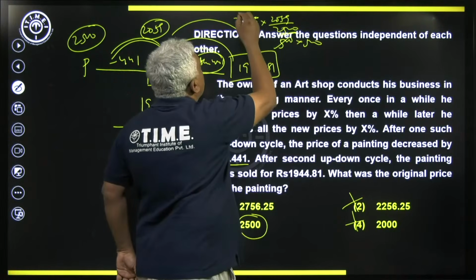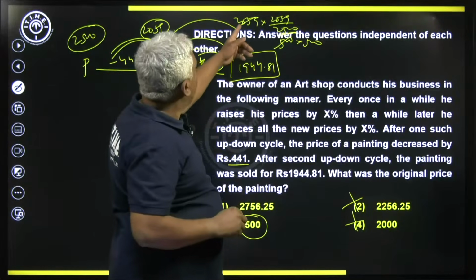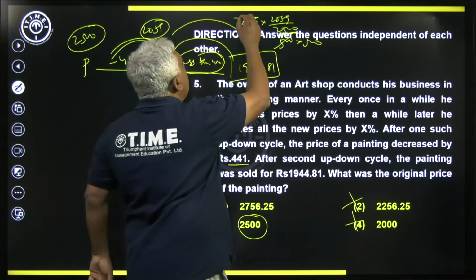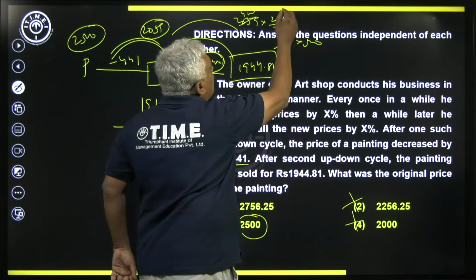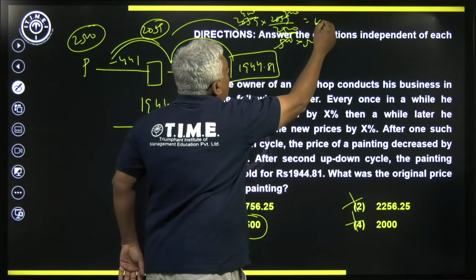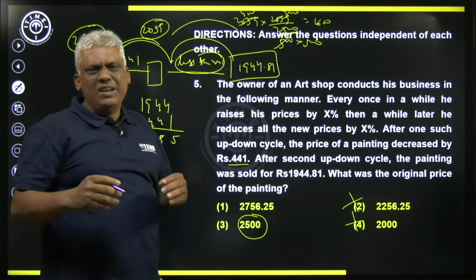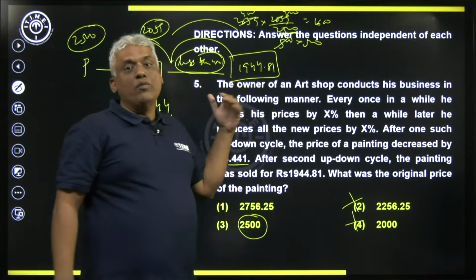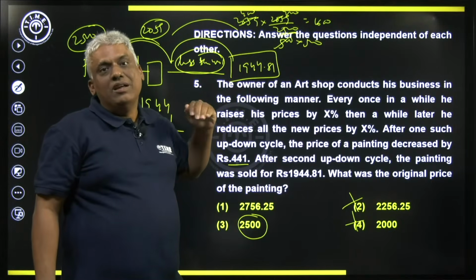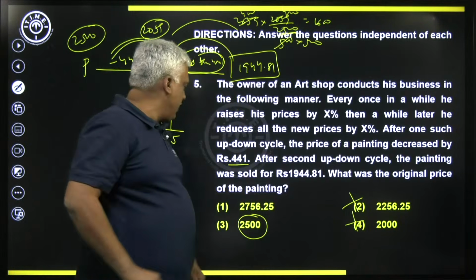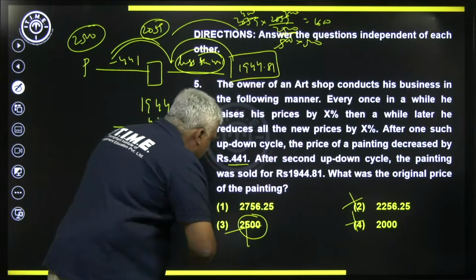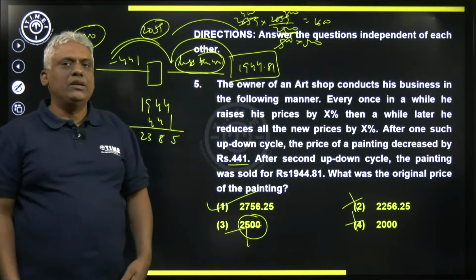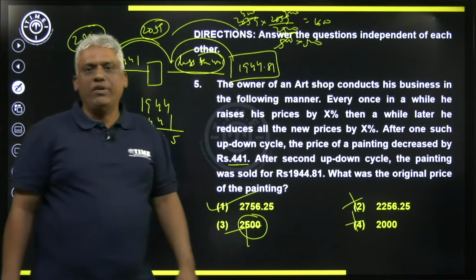This 500 will go around 400 point something, and this is 2000, so it will go around 400 point something. So the final price will become 1600 something, a little bit more than 1600, but the final price is 1944. So obviously it's not matching, right? The price was more than 2500. So obviously this can't be the answer. So the answer is the first option. This one we can do with the options.